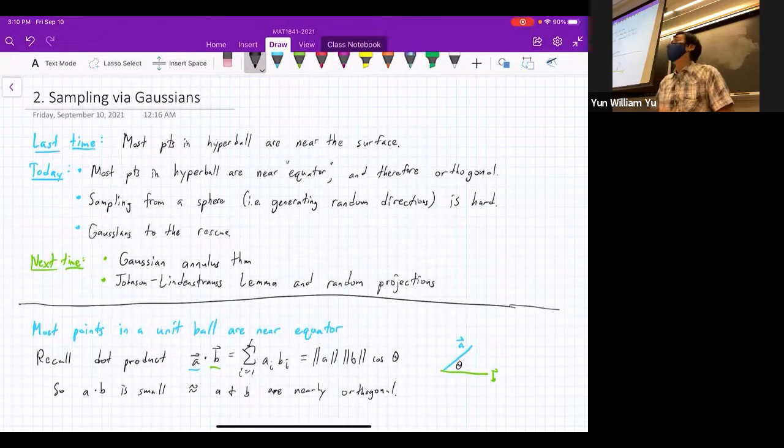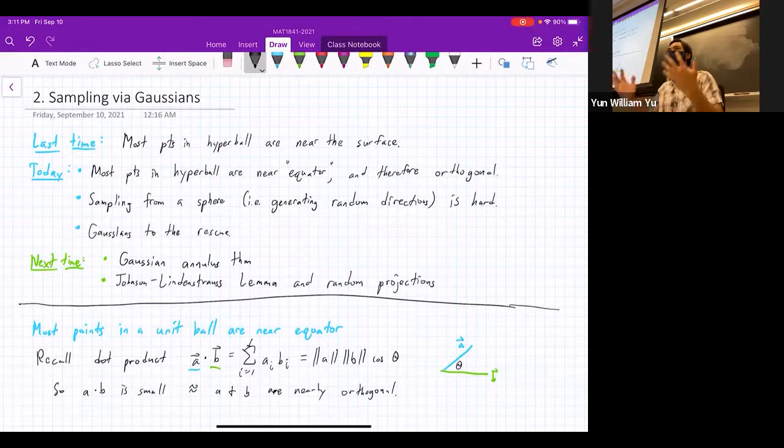So what did we do last time? We started talking about how most points in a hyperball are near the surface. This is a little bit unintuitive, but you can sort of see what happens. As you increase the dimensionality, the relative amount of surface area increases compared to the volume of your object, right? So today we're going to show a couple other things which are also a little bit unintuitive.